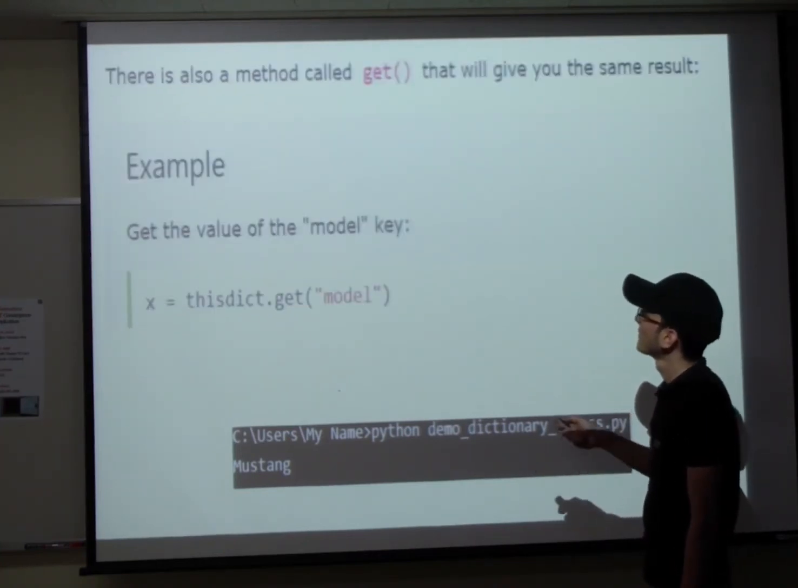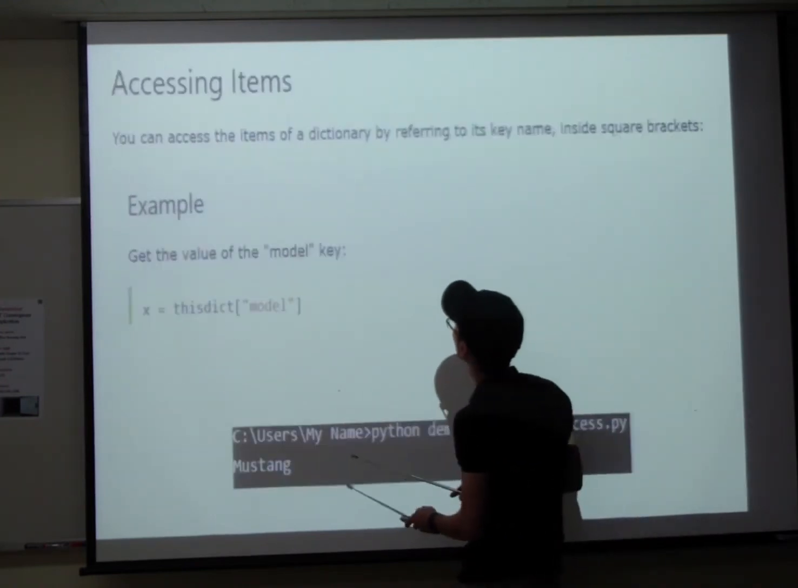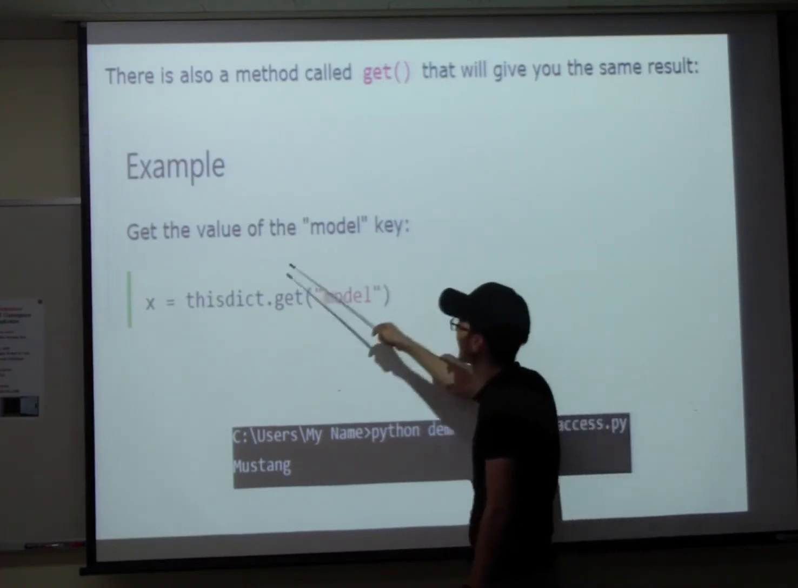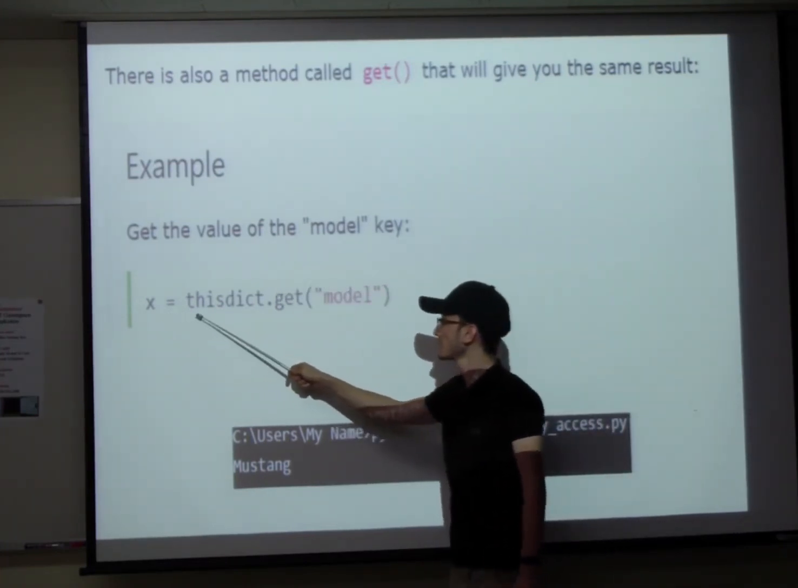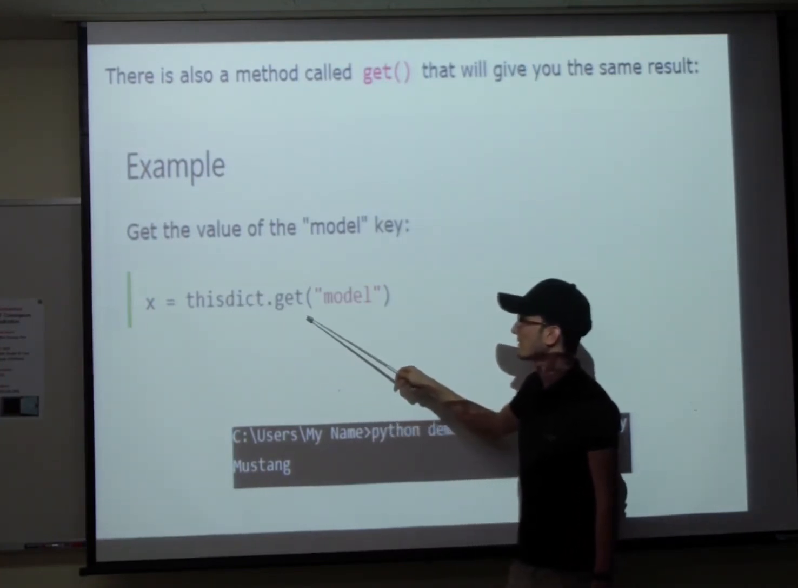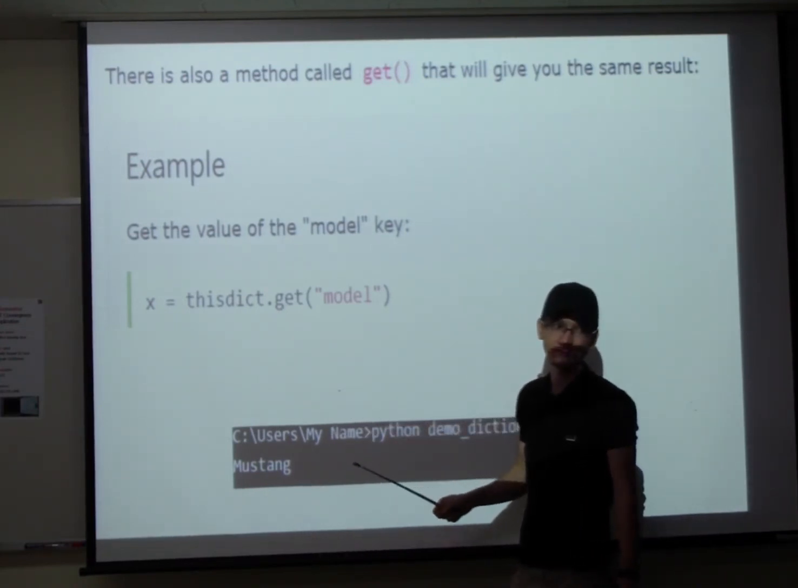Let's see. There is also a method called get that will give you the same result. Example, get the value of the model key. Equals our dictionary dot get. This get function also works the same as the previous.